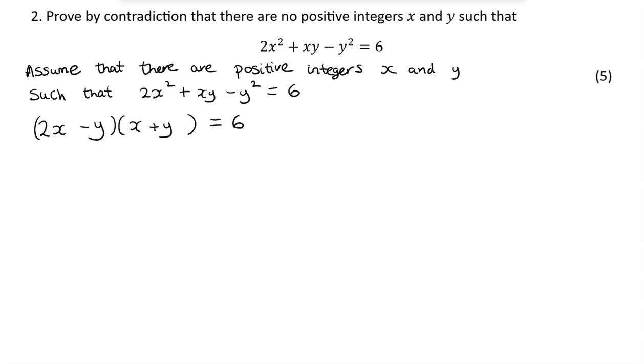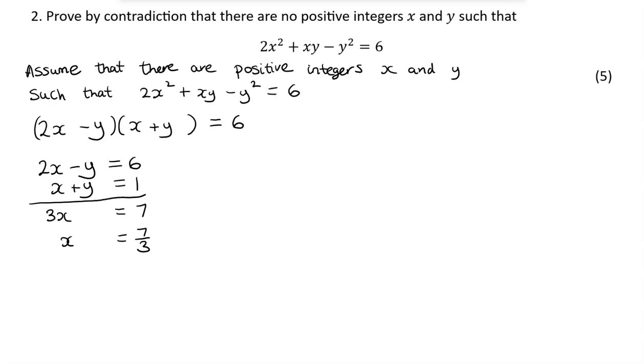So what I'm going to do first is start off by showing what happens when one of the brackets is 6 and the other is 1. Just looking at all those combinations. So 2x minus y equals 6, x plus y equals 1. And if I try and solve this simultaneously, so just add the two together, I get that x equals 7 over 3. Okay, well, that is not a positive integer.